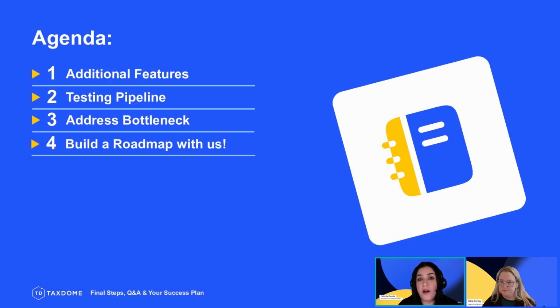Now let's talk about what we will cover today. There was a handful of features that we didn't get a chance to cover yesterday so that we can finalize our pipeline. Some of them will be covered today. We'll do some testing on the pipeline, address any bottlenecks that can come up, and we'll talk about building that roadmap with us, which means how can we better assist you, right?